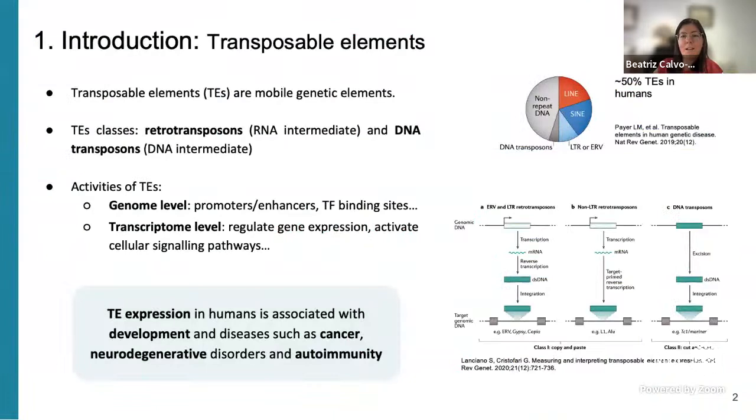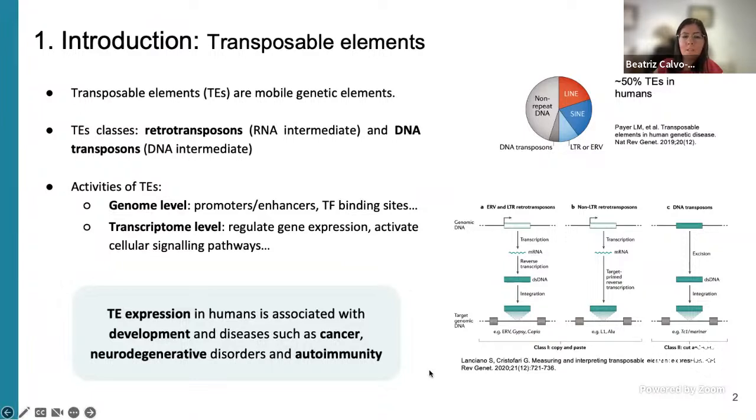Transposable elements are DNA sequences that had, or at least had in the past, the ability to move within the genome. In humans, they occupy about half of the genome. They can be divided into two classes. Class 1 transposable elements first transcribe an RNA copy that is then reverse transcribed before inserting in the genome. Class 2 transposable elements, or DNA transposons, directly excise from the genome and then reinsert in another region. These can act as promoters, transcription factor binding sites, or repressive elements. They can also act as non-coding regulatory RNAs, regulating gene expression or activating cellular signaling pathways.